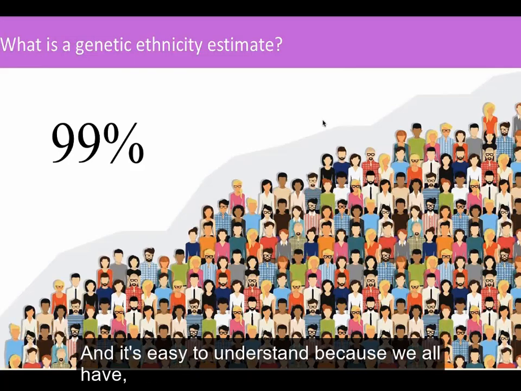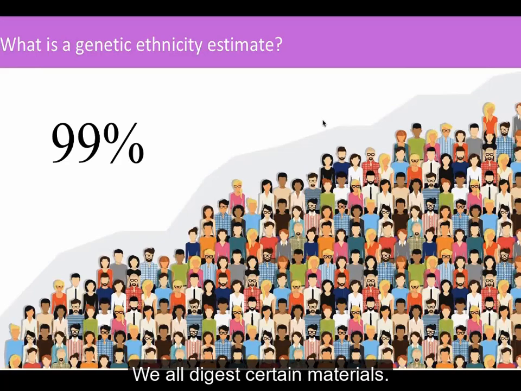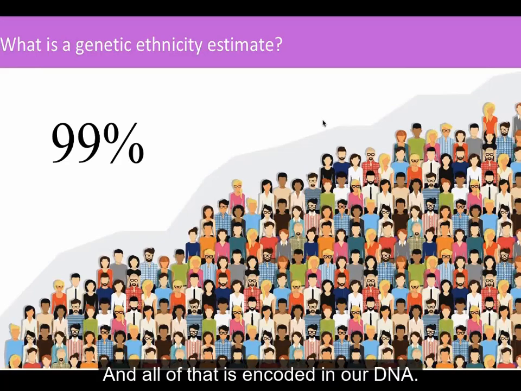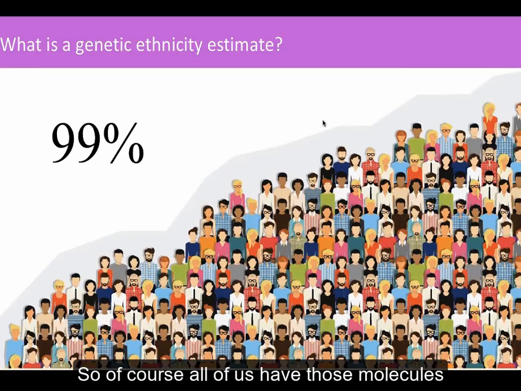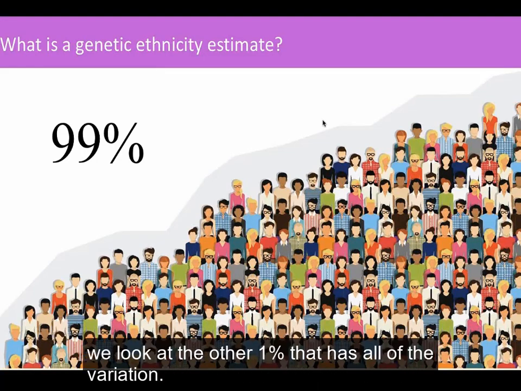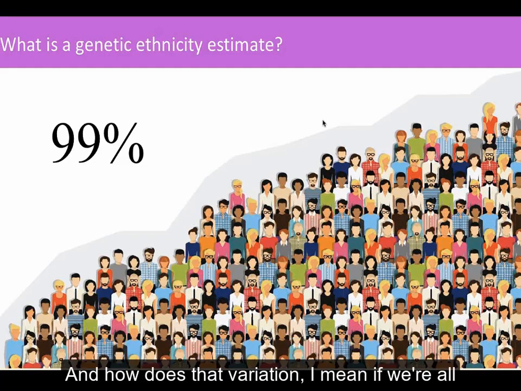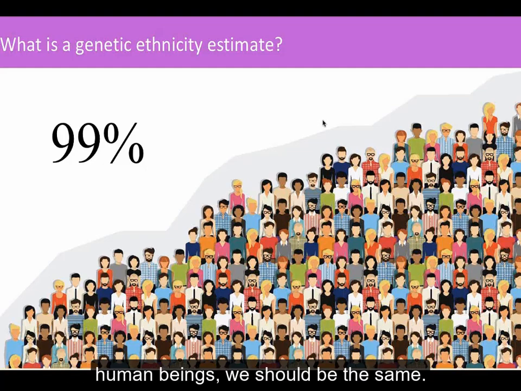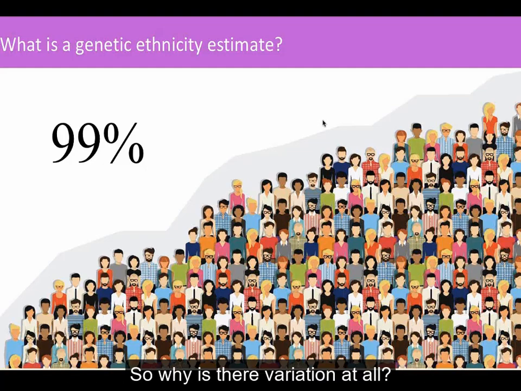And it's easy to understand because we all breathe oxygen, we all digest certain materials, we all have hands, legs, skin, and all of that is encoded in our DNA. So of course, all of us have those molecules and we're pretty much the same. So when we look at ethnicity estimates, we look at the other 1% that has all of the variation. And I mean, if we're all human beings, we should be the same. So why is there variation at all?